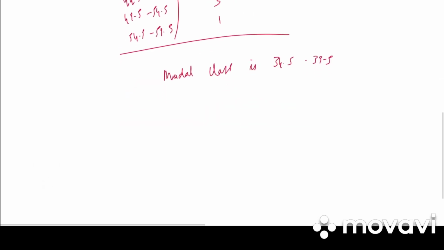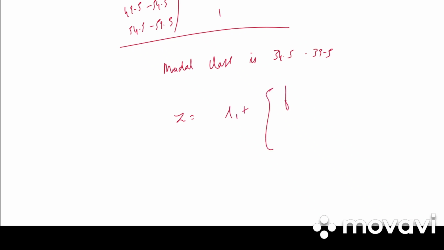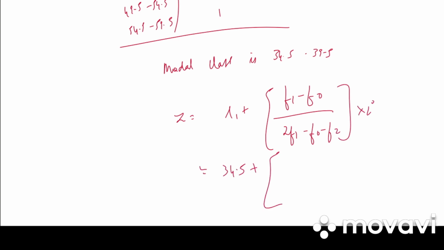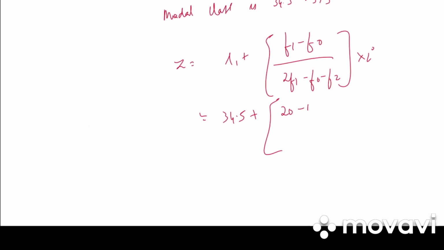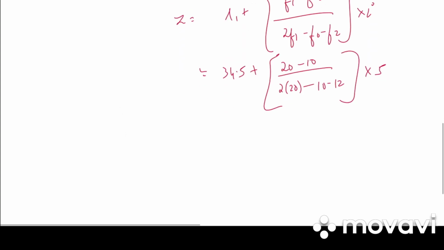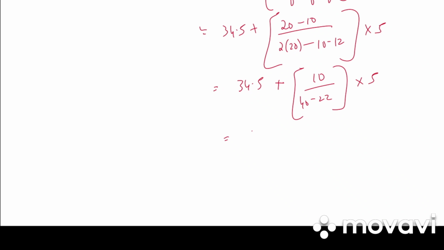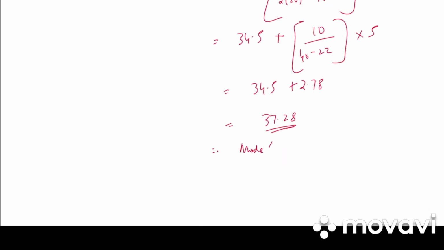So what is the formula? Z is equal to L1 plus F1 minus F0 divided by 2F1 minus F0 minus F2 into I. So it is 34.5 plus 20 minus 10 divided by 2 into 20 minus 10 minus 12 into 5. So it is 34.5 plus 10 divided by 40 minus 22 into 5. So it is 34.5 plus 2.78, that is 37.28. Therefore mode is equal to 37.28.